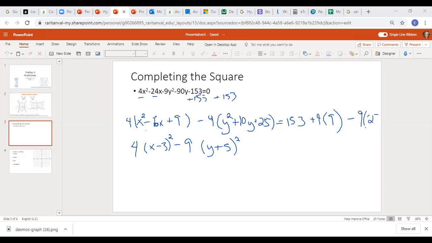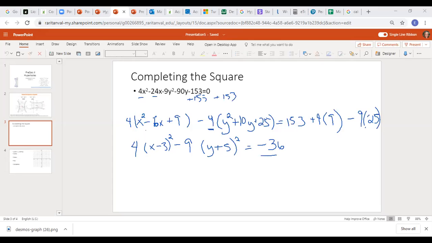So it's really important that we have the 9 times 25 and not just 25. That's a common mistake. You have to make sure that you multiply by whatever is out front. Okay? And then when we add this up, 153 plus 4 times 9 minus 9 times 25, this is minus 36.